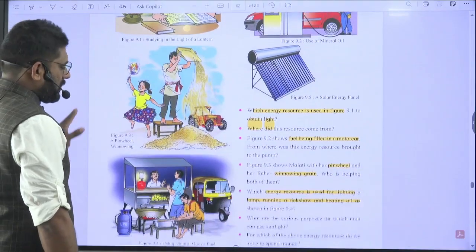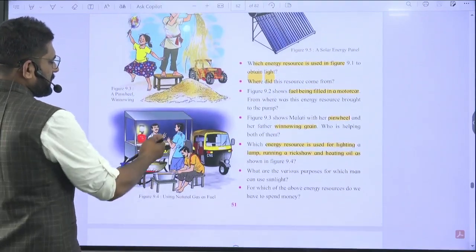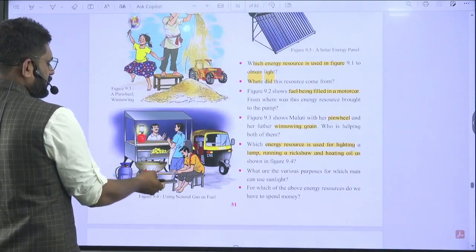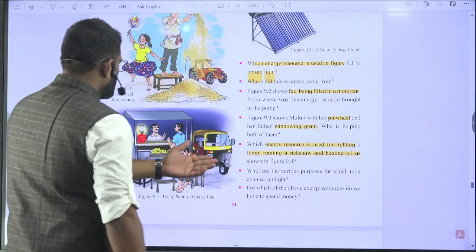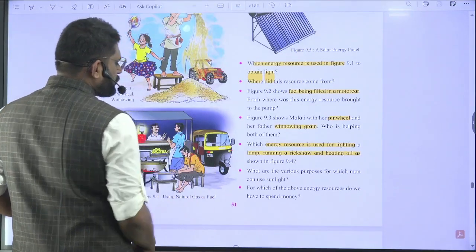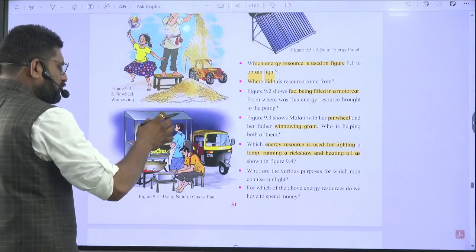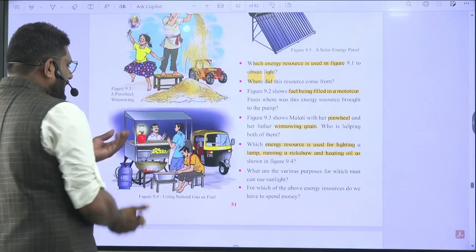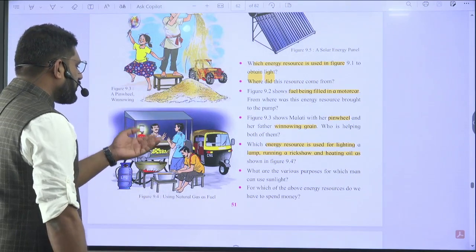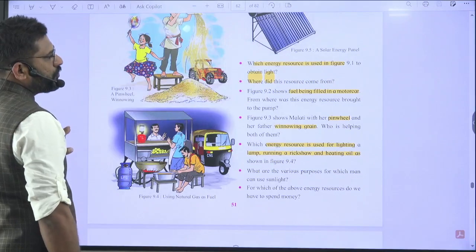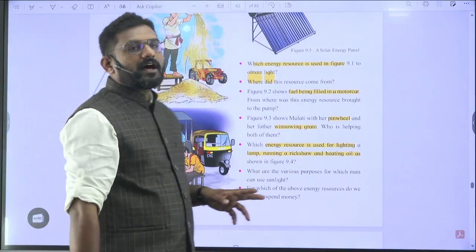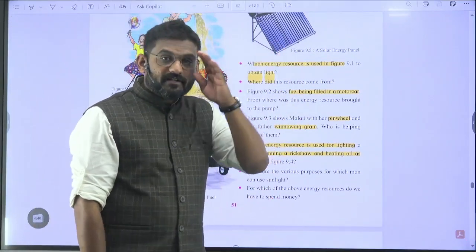Now, another person is also doing something. He's selling, he's cooking, and he has some skill. This rickshaw has CNG also. This means energy is there in this also. And again, a light is lit here, and he's cooking and selling something too. So which energy resources are used in these particular figures is the question.